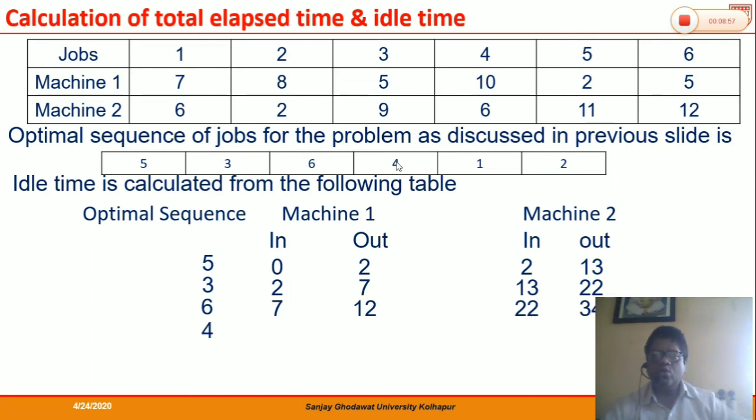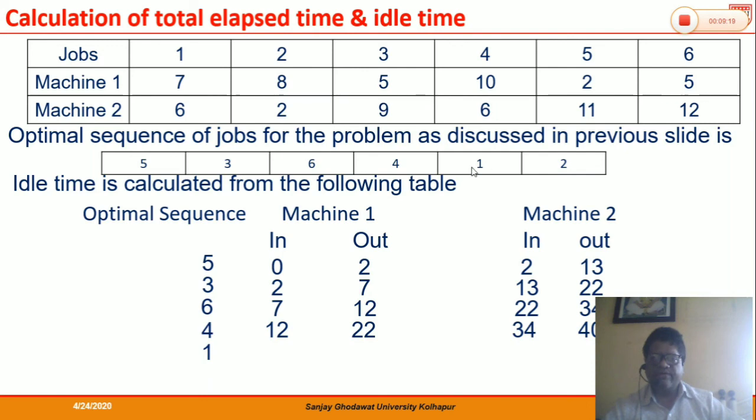Then we have to load job number 4 on machine 1. You will find it requires 10 units. So after 12 units, job 6 is over, and job 4 requires 10 units, so after 22 units, job 4 is over on machine 1. Then it will go to machine 2 once it becomes free, that is after 34 units, where it requires 6 units. So it will be finished after 40 units.